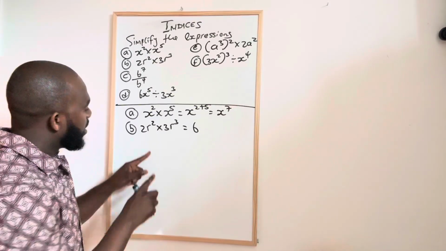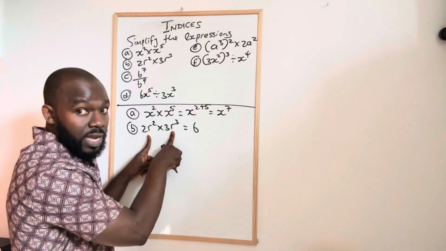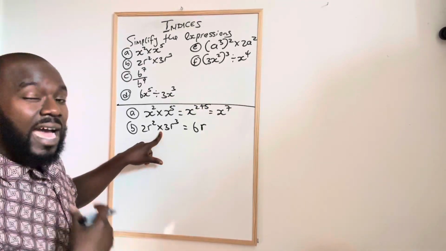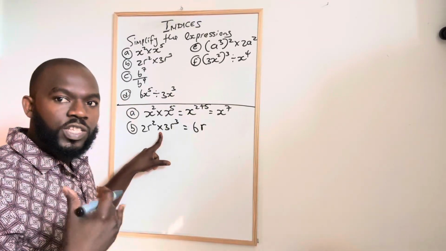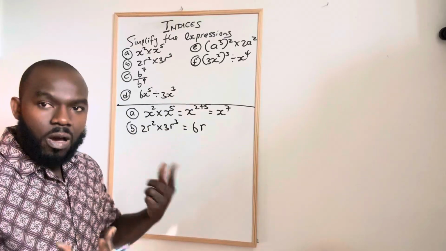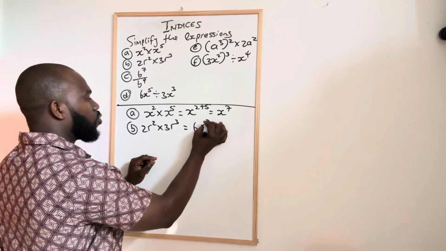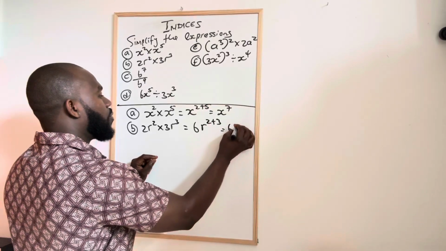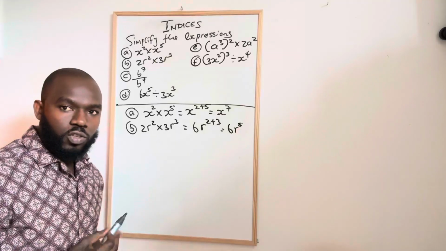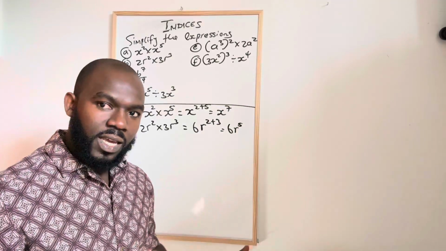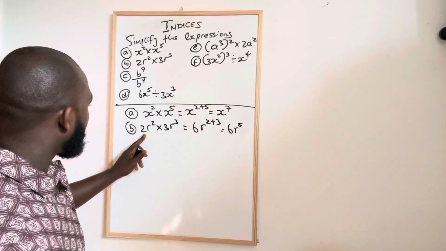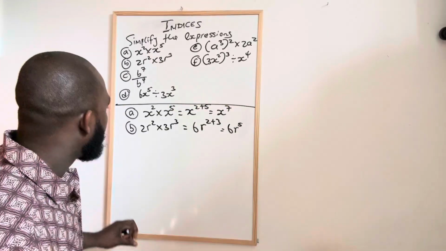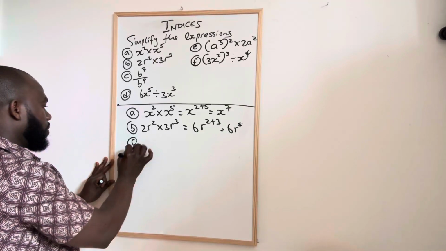Now let's go to the base. Here the base is r, and here the base is r. They are the same. So I'll pick one of the bases, r. And because I am timesing, and the question is multiplication, we are going to add our powers together. So here becomes 2 plus 3. And of course, the final answer becomes 6r raised to the power of 5, because 2 plus 3 gives us 5. It is as simple as that. First, we multiply the coefficients, and then we add our powers, because we are multiplying. So let's go to question C.